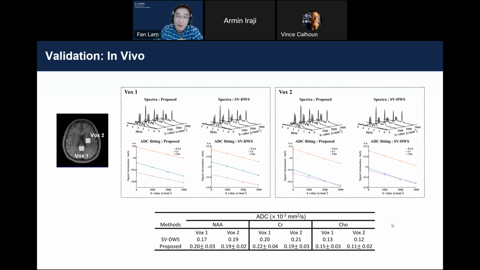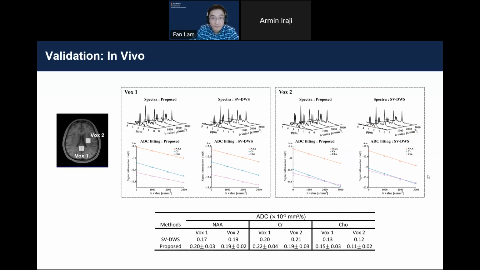We also did some preliminary evaluation in the in vivo case, again using single voxel acquisition in a gray matter rich area and a white matter rich area. The initial results also looked very exciting: we are producing results consistent with single voxel diffusion weighted spectroscopy, but with much higher resolution. And the differences in diffusion coefficients between different molecules are also pretty consistent with the existing literature.